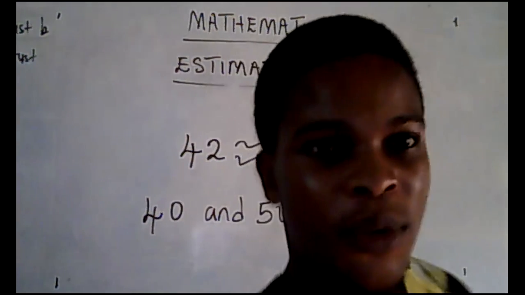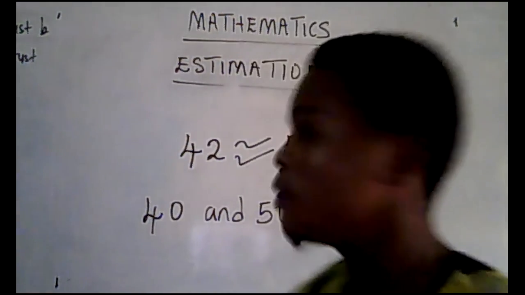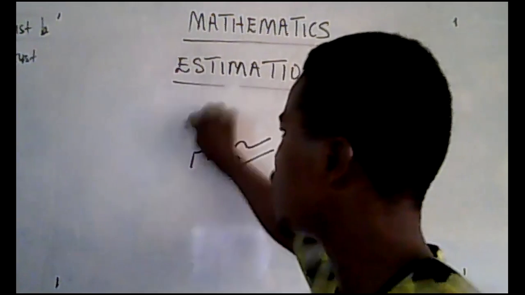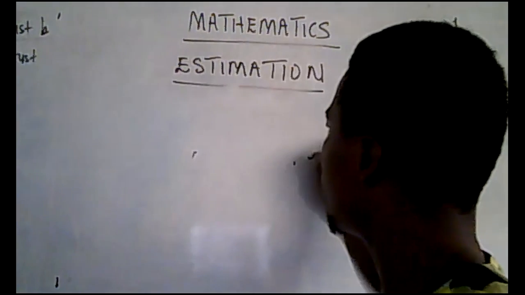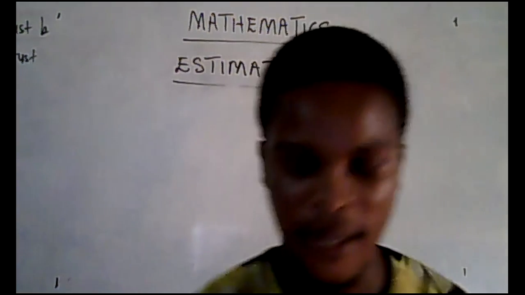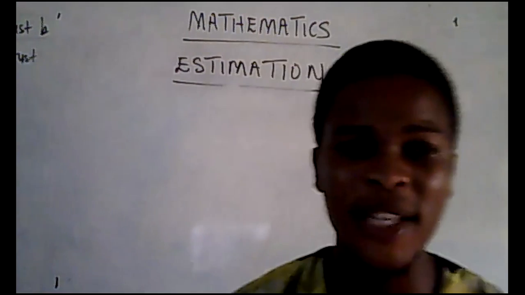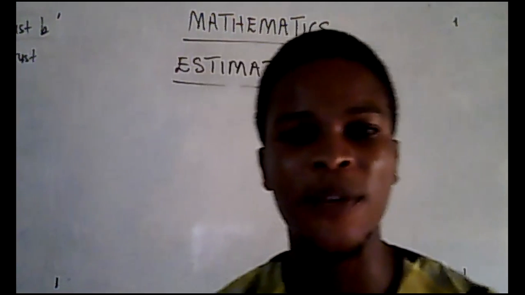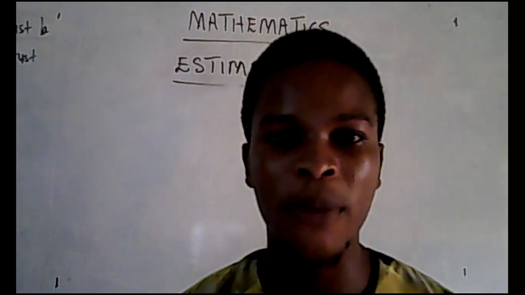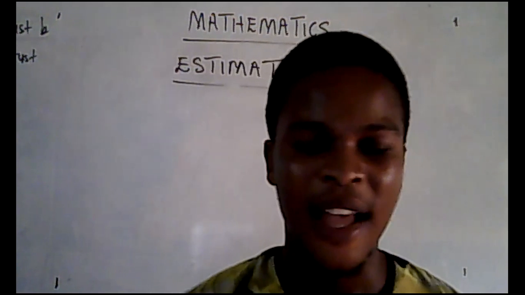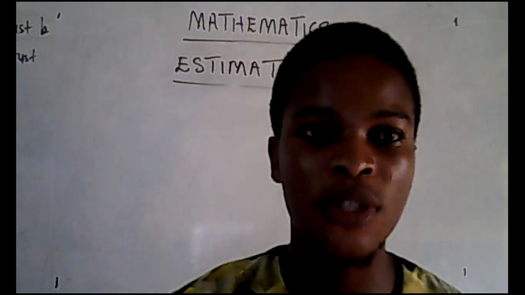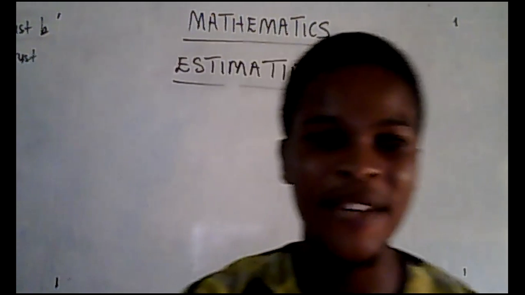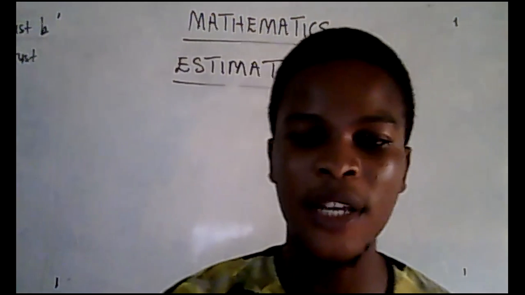Hope you understand what we've been doing. So, estimation is a very, very simple concept. What you just need to do is to apply the instructions given to you. So, whenever you're asked to estimate any figure, like changing decimal numbers to whole numbers, you know what to do, right? And when you're asked to round off numbers to the nearest 10, you likewise know what to do. Is that not so?